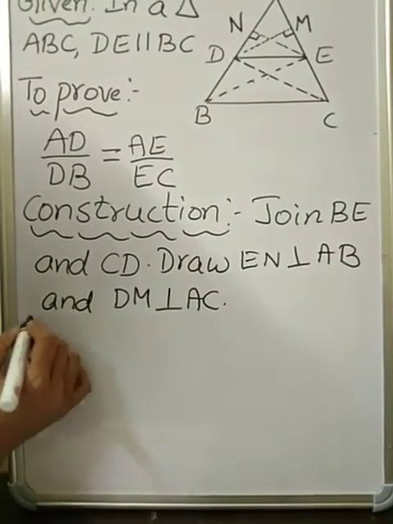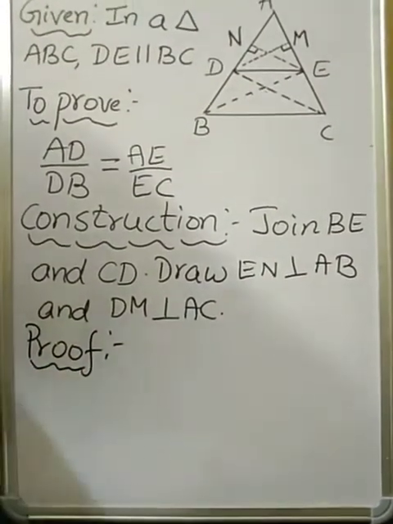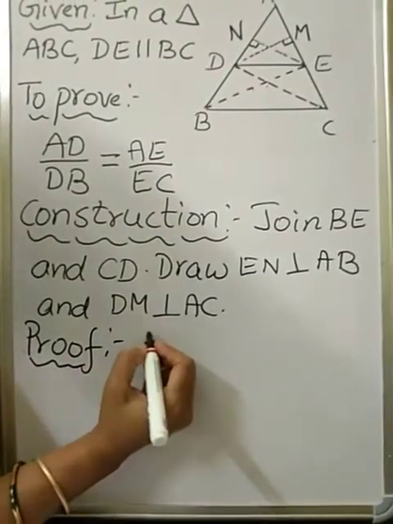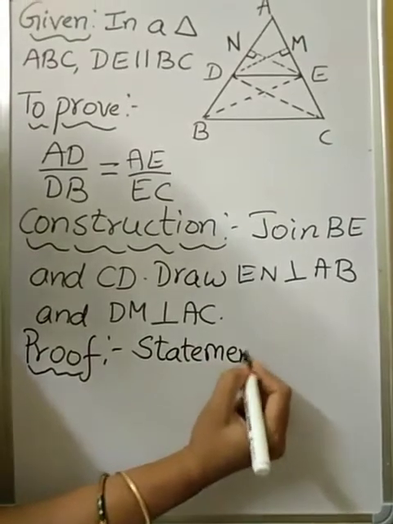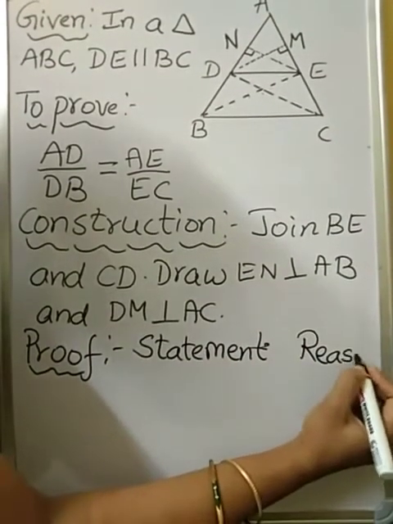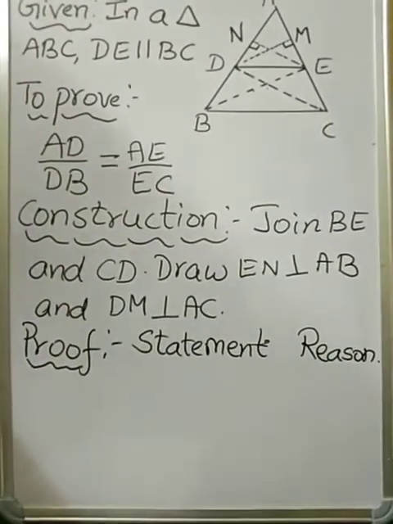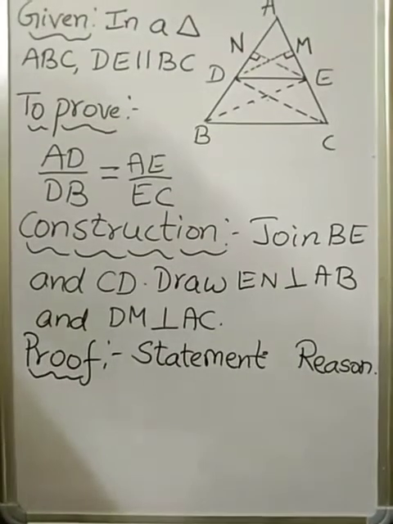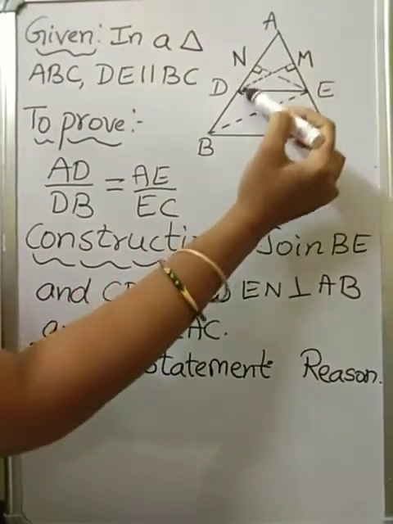Next step is proof. Do you remember this, children? Yes. Now proof has statement and reason. So for every statement, why it is so, we give the reason. Next I am going to take the smaller triangle ADE.